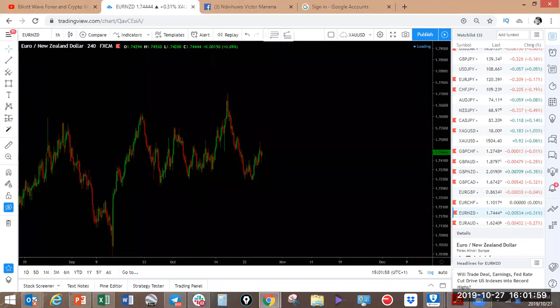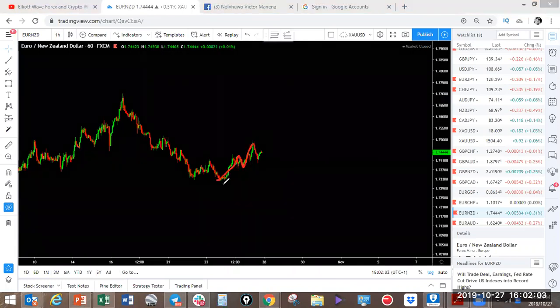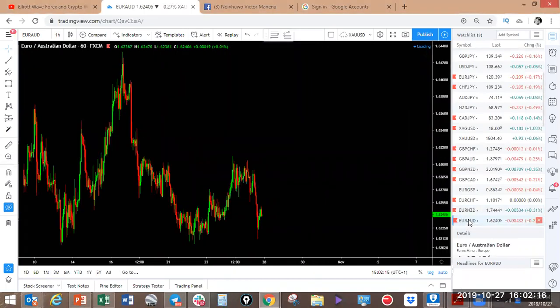1 hour. This is not going up, it's making a three-wave move. So we're already getting an impulsive move here. We can get this correcting and then a move to the downside. So it's going to continue lower. Euro New Zealand.